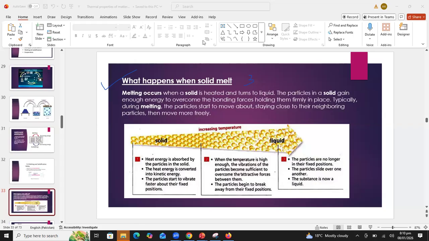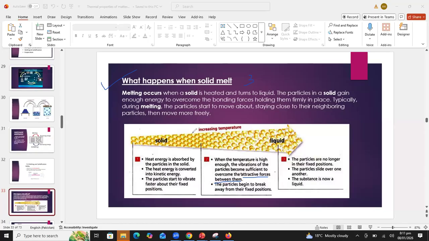When they are continuously vibrating, the temperature of the solid will increase, because the solid molecules are absorbing heat energy. But still the solid is not converted into the liquid state; it is in the solid form. The solid molecules have a strong force of attraction, and they are continuously absorbing the heat energy as well.